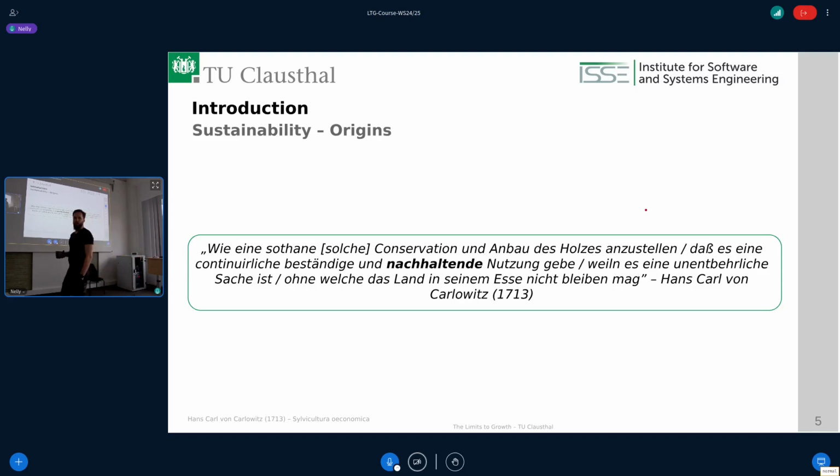And the British people started logging the whole forests on their island to build ships, so there was a steep increase in the use of wood. People who thought slightly beyond the horizon, like Carlowitz, were like, okay, it takes a certain amount of years to produce a tree. If we cut down more trees than we regrow, then there won't be a forest anymore and we run out of materials. So his task in this forest administration was to make sure that there are enough trees.